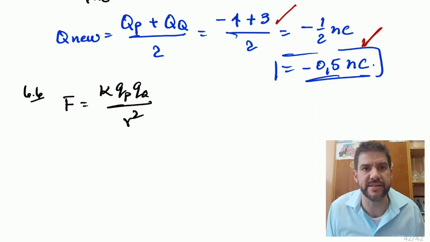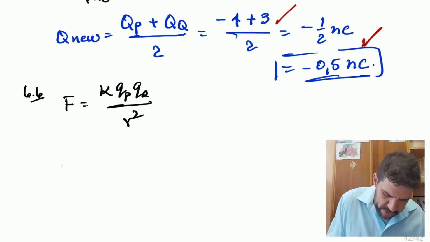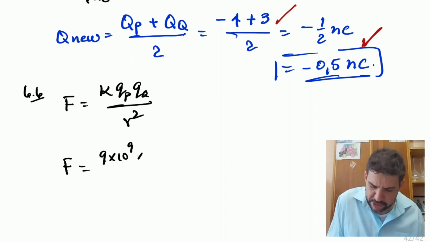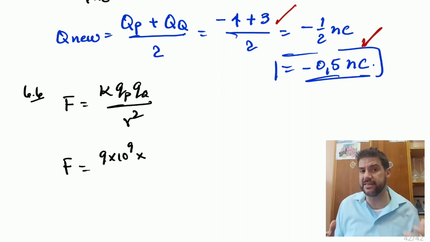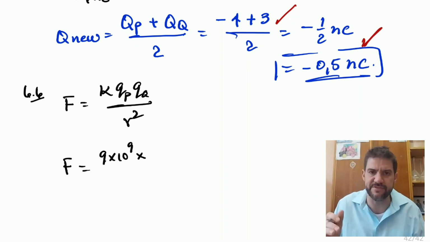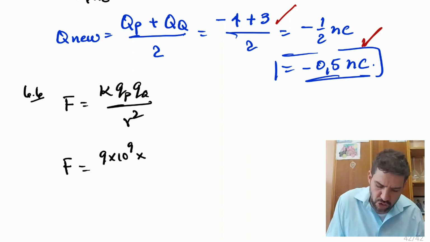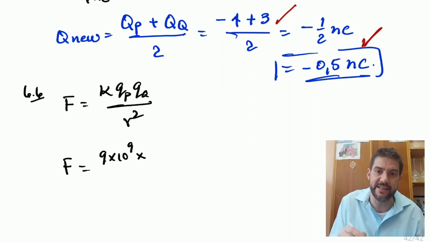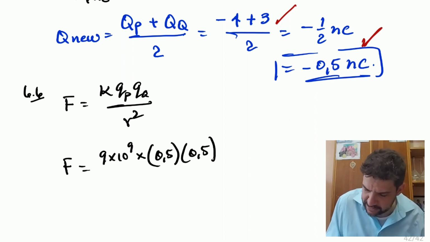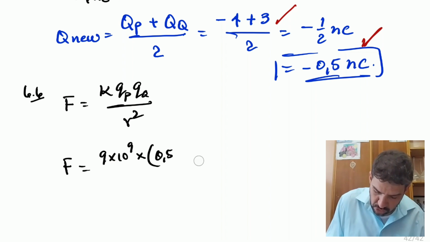So all the rest is just substitution, guys. So now we substitute. F is equal to K, which is 9 times 10 to the 9, times Q P. Remember, this is after they touched, after they've been separated. So each sphere will have a negative 0.5. Note, do not substitute the signs in this formula. So this one is 0.5 multiplied by 0.5. You have to convert. Remember, you have to convert to coulombs. I was not going to convert.